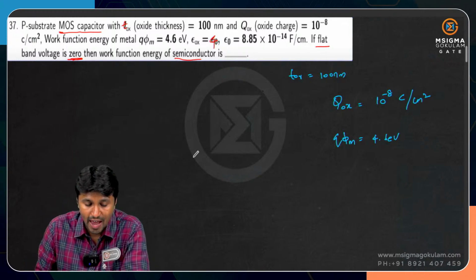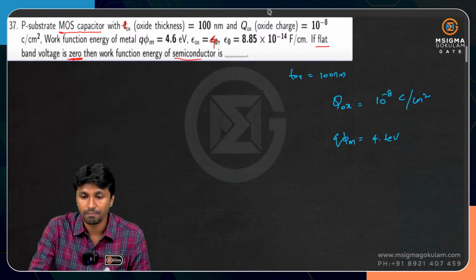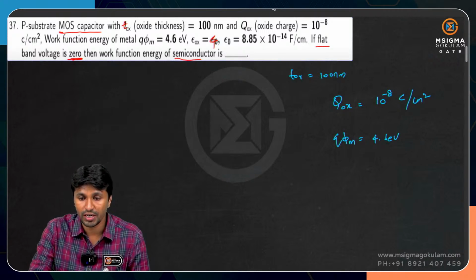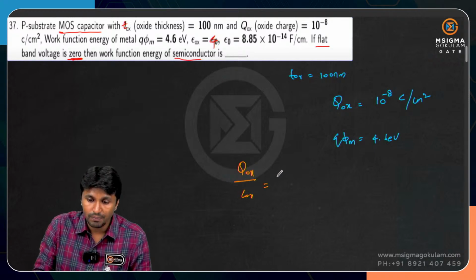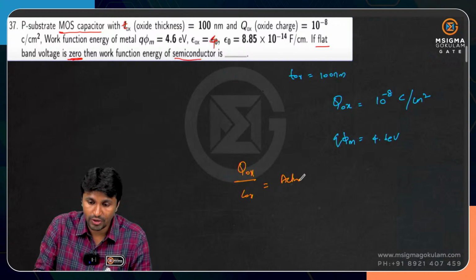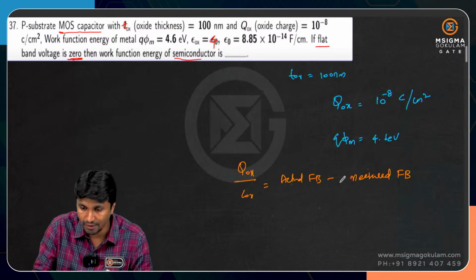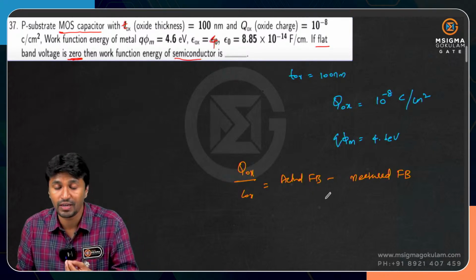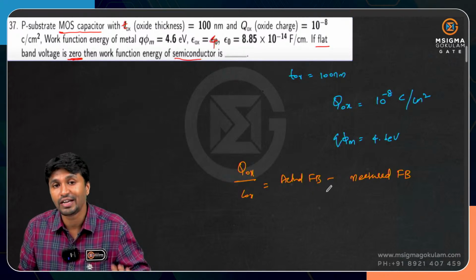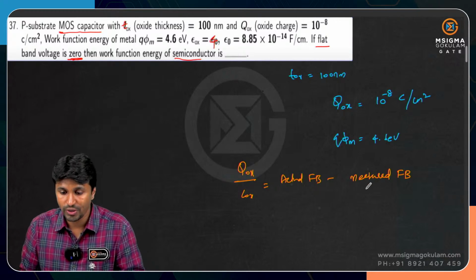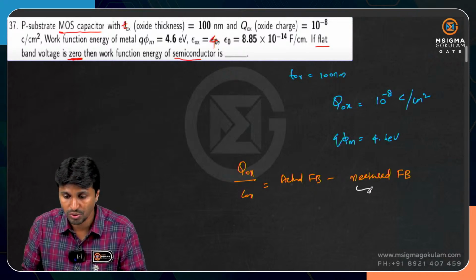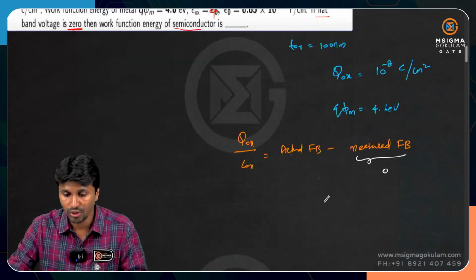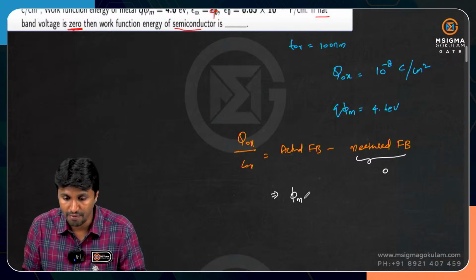We have already done this model problem in the class. What is the relationship that I have taught in the class? Qox by Cox is equal to the actual flat band voltage minus the measured flat band voltage. We have covered in detail how we derived this in our class. Look at this one, the measured flat band voltage is given as 0, right? So the actual flat band voltage is nothing but phi ms.